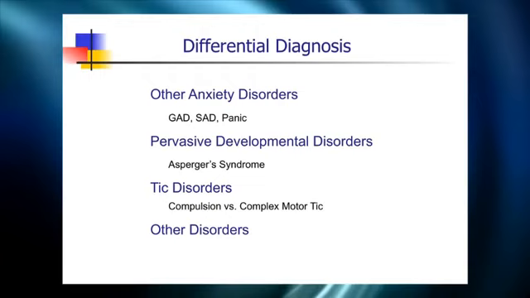Tic disorders are also quite comorbid, and it can be difficult to distinguish a ritual from a complex motor tic. So if I'm tapping, am I tapping because I want to make something bad not happen, or am I tapping because it's a tic? That can be a difficult differential to make. If you talk to kids that have both tics and OCD, they can usually tell you pretty easily which diagnosis a given symptom goes to. But in kids that come in with only tics and not OCD, but do have a complex, say, tapping or ordering or arranging tic, it can be a little bit more difficult.